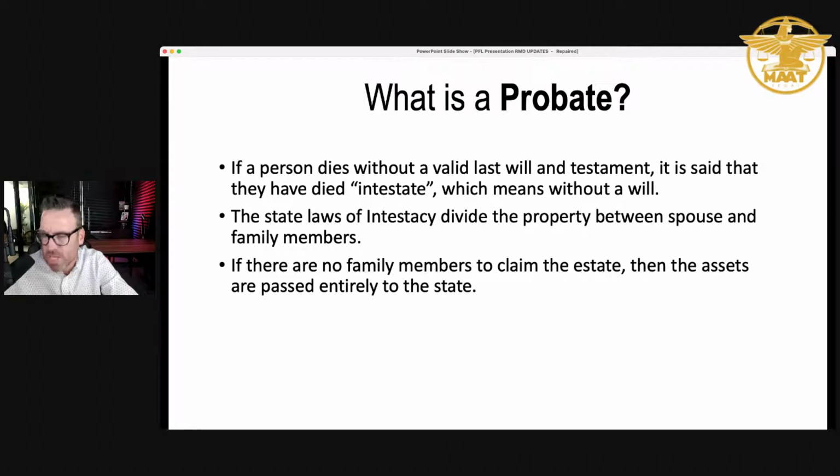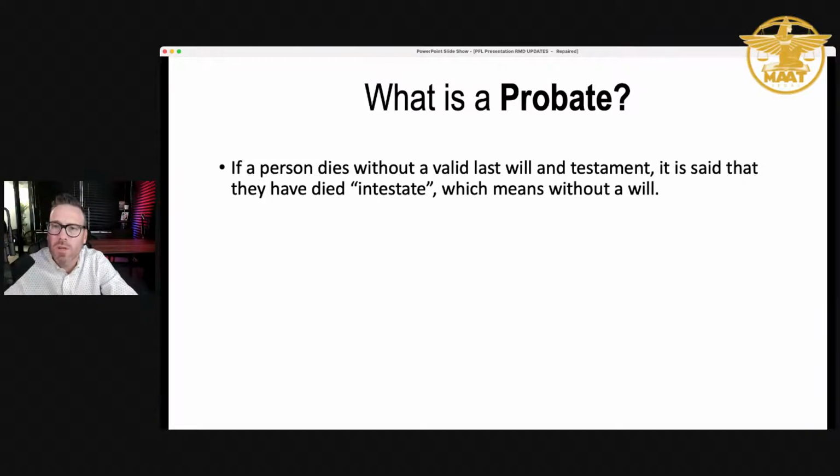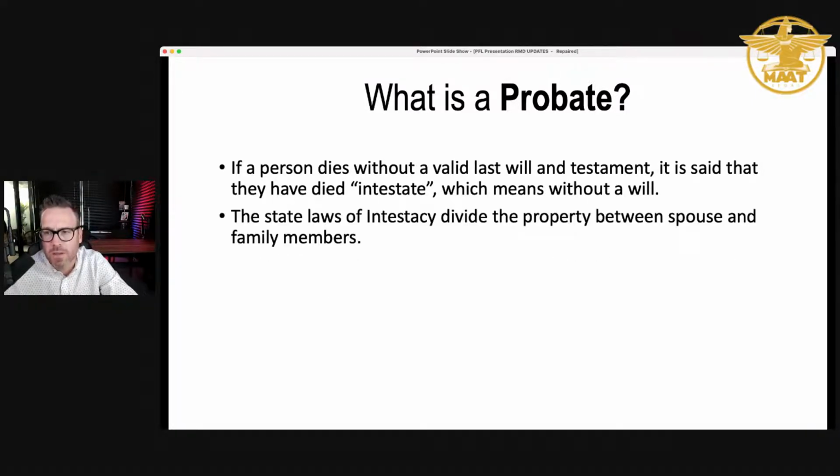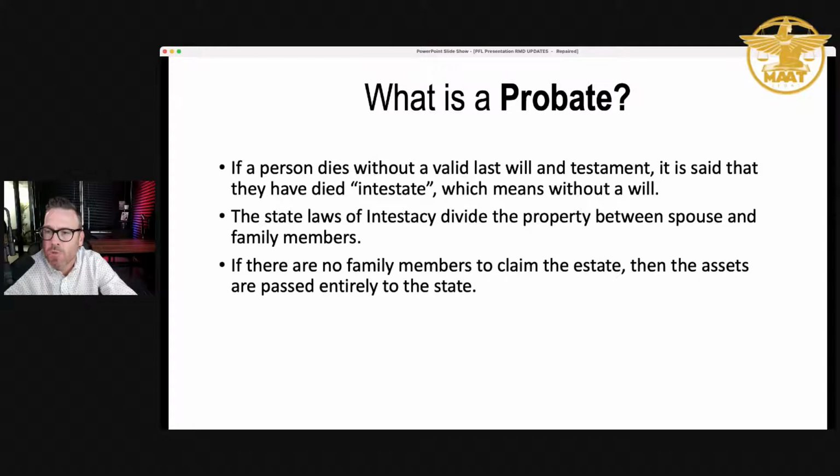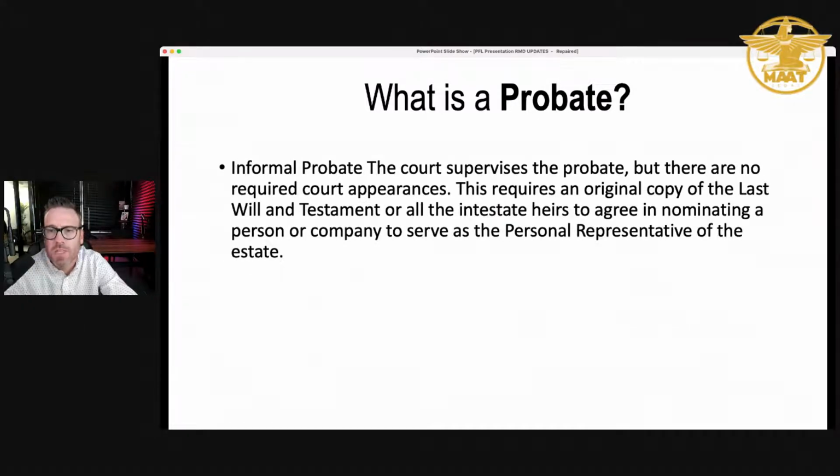Intestacy. So, intestate: someone dies without a will. There are default laws that control which family members would receive the estate if there is no will. If there are no family members, then it passes entirely to the state. That's pretty rare, though, since they look all the way out to second cousins. And if there are no second cousins, then it would go back to the state.